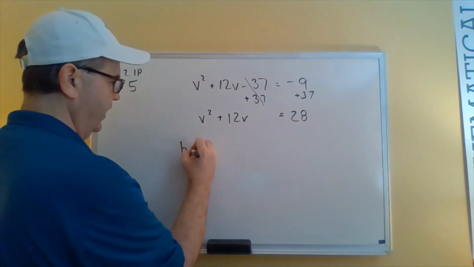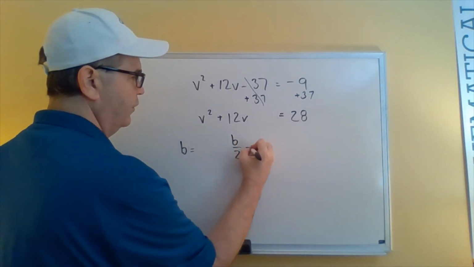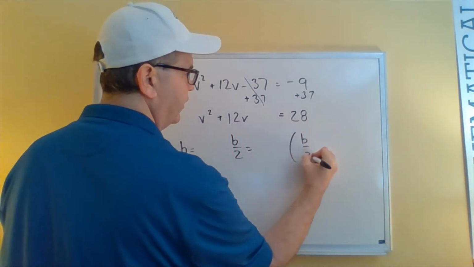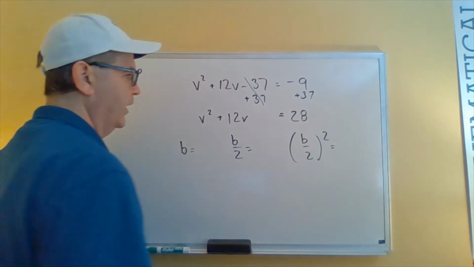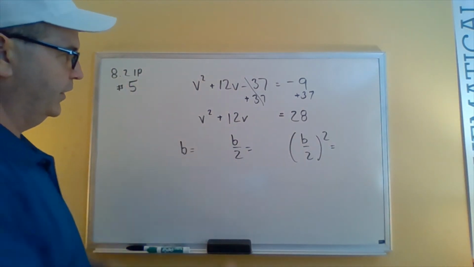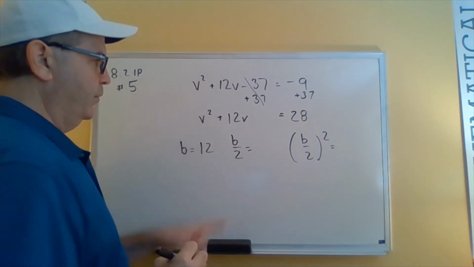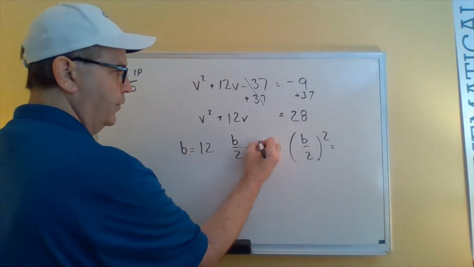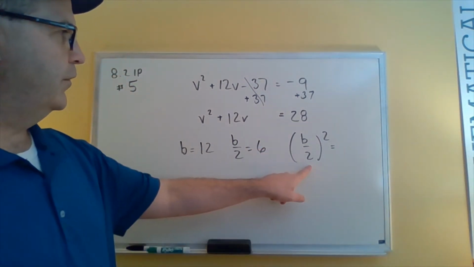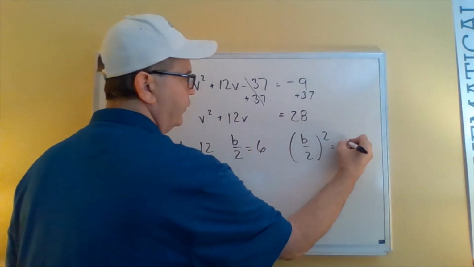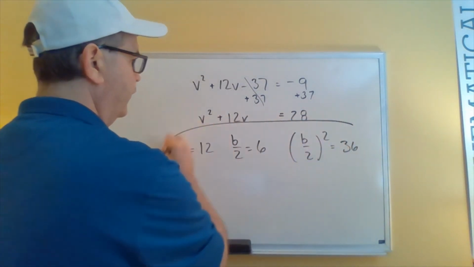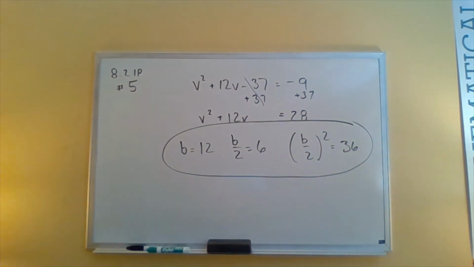Now I need to identify b over 2 and b over 2 squared. Well, b is the coefficient of my middle term, that's 12. b over 2 is 12 divided by 2, or 6. And b over 2 squared, that's going to be 6 squared, or 36. So my answer to number 5: b equals 12, b over 2 equals 6, b over 2 squared equals 36.